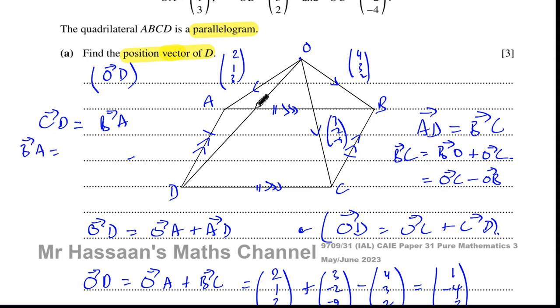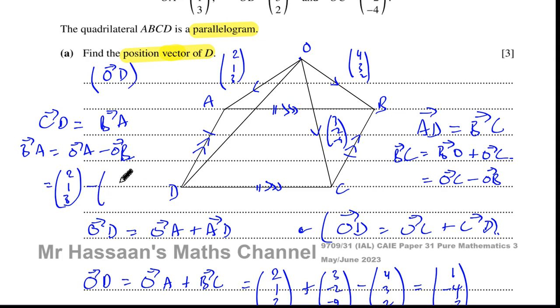So B to A is going to be basically OA minus OB. That's B to A, because you're going to go minus OB plus OA. If I want to go from B to A, minus OB plus OA, so it's OA minus OB. And OA is the vector 2, 1, 3.